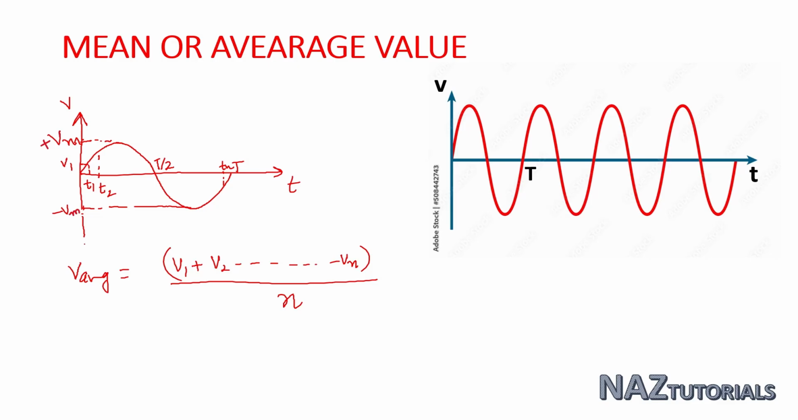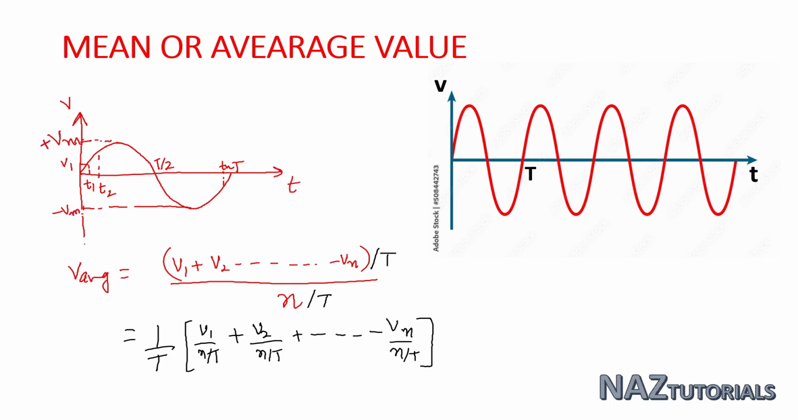So here you can write it like this: it is divided by t. So here you can write 1 upon t, V1 upon n by t plus V2 upon n by t up to Vn upon n by t. For this particular waveform, this average will be 0, because the sum has positive and negative values of the same magnitude.